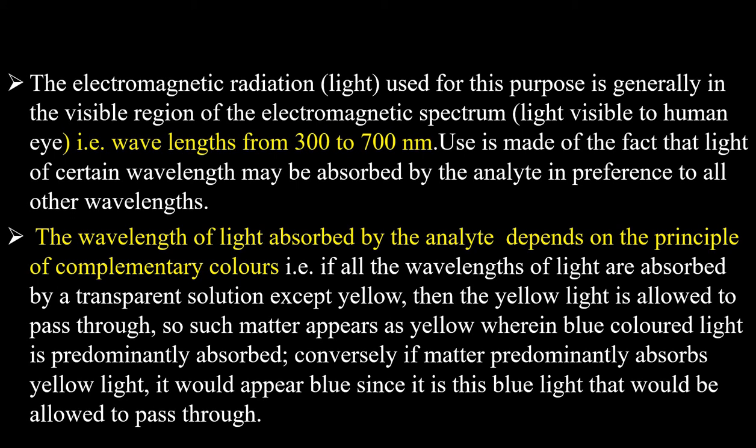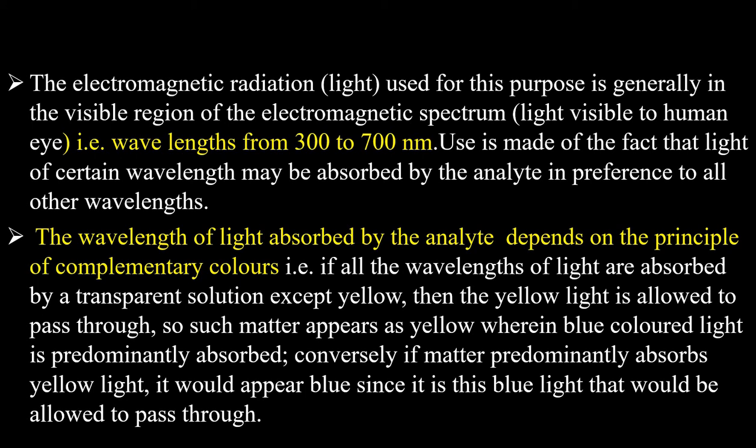The wavelength of light absorbed by the analyte depends upon the principle of complementary colors. That is, if all the wavelengths of light are absorbed by a transparent solution except yellow, then yellow color is allowed to pass through. So such matter appears yellow, whereas blue color light is predominantly absorbed.